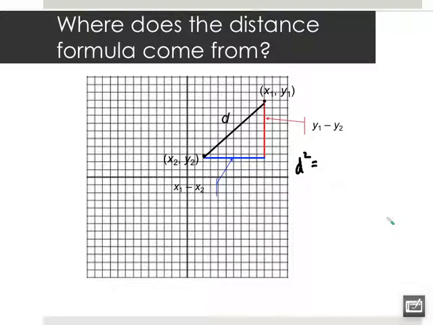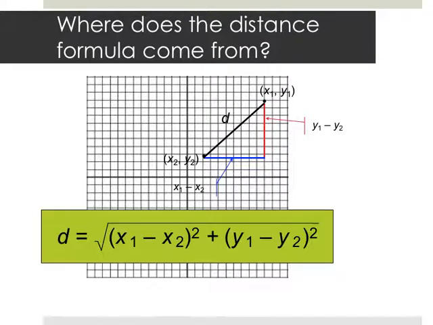d squared is equal to y1 minus y2, quantity squared, that's a squared, plus x1 minus x2, quantity squared. And remember, you can do these in either order, it doesn't matter. But I don't want to know d squared, I want to know d, so how do I get d by itself? Square root. Take the square root of both sides. And when you do that, you end up with the distance formula.